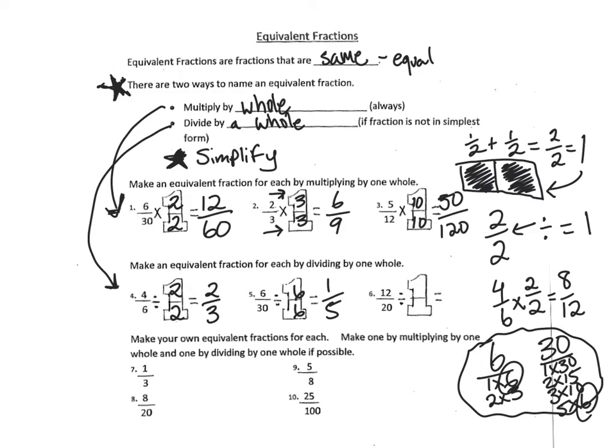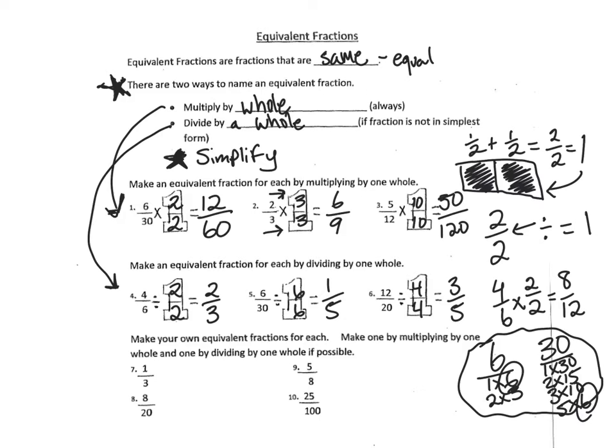What could work, though, is a number that can go into both, and it could go into both equally. So I'm going to pick 4 over 4. Now, if I pick 4 over 4, 12 divided by 4 is going to be 3. 20 divided by 4 is going to be 5. And so now I have the fraction 3/5. 3/5 is equivalent to 12/20.